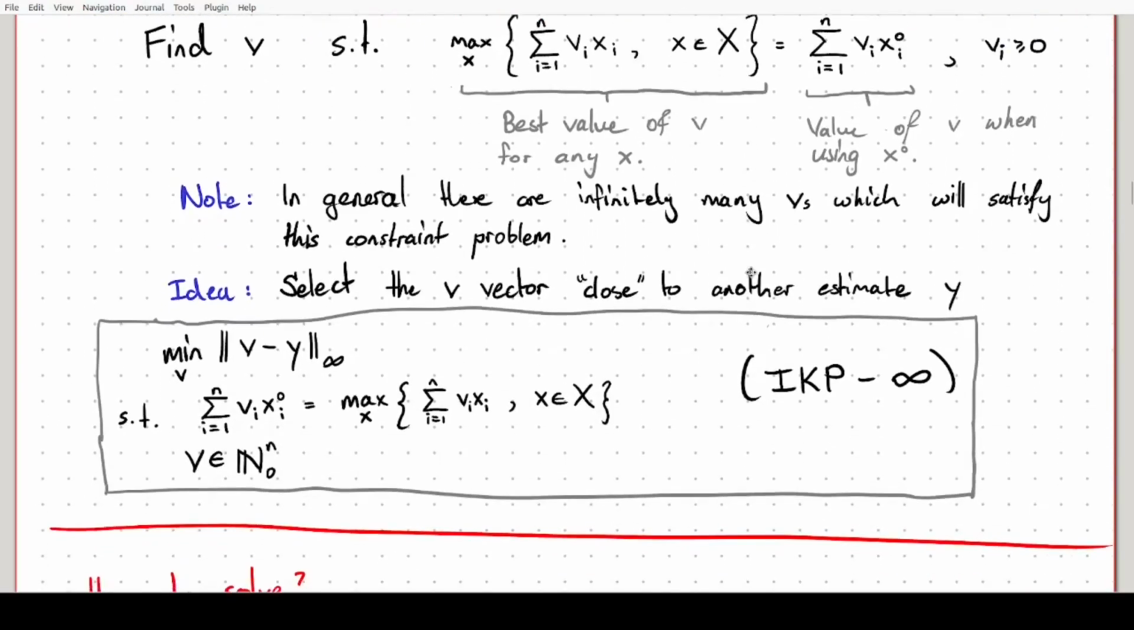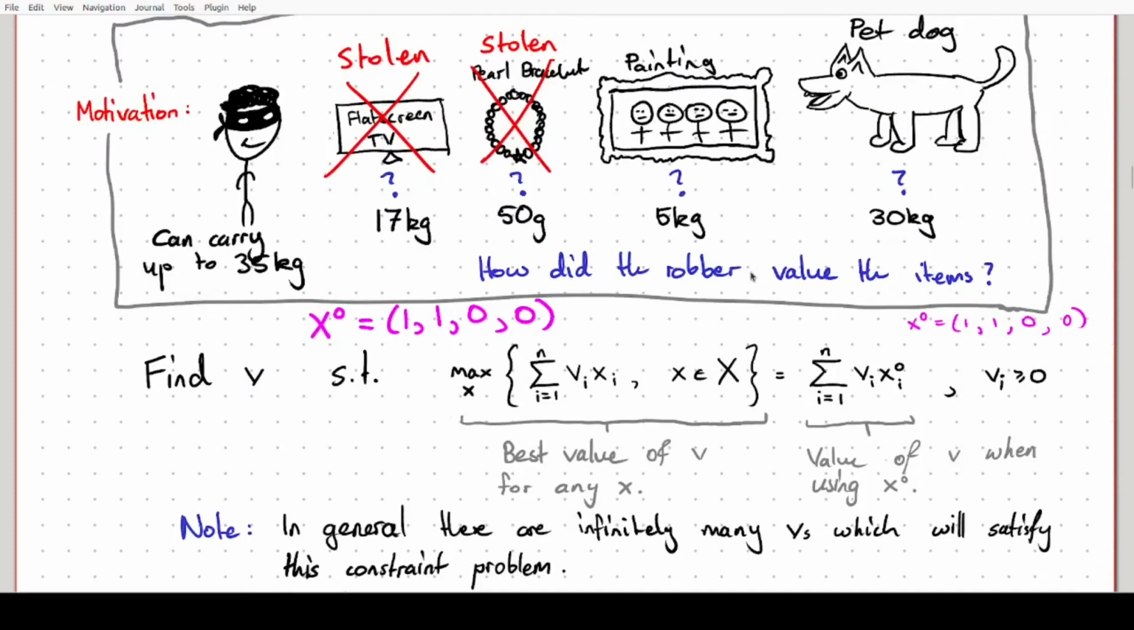If you think about it, there are actually infinitely many valuation vectors or price vectors which satisfy this constraint. For example, there are a lot which are really degenerate, like they're bad value vectors. For instance, I could price everything as 0, and then anything the robber does is optimal. It doesn't matter what they do. They're all equivalent decisions, steal or no steal.